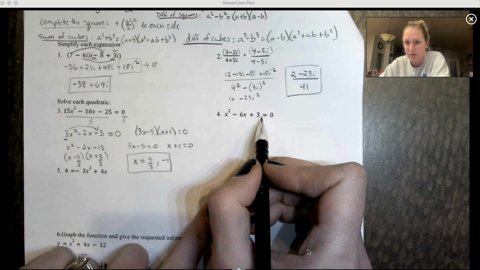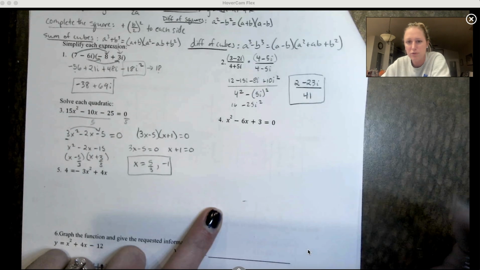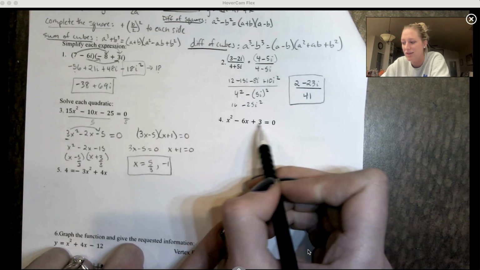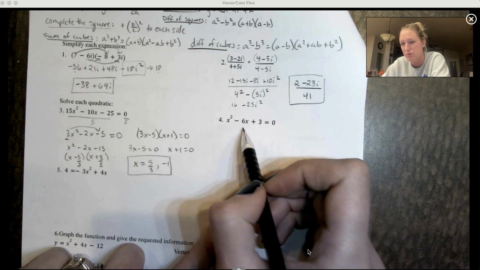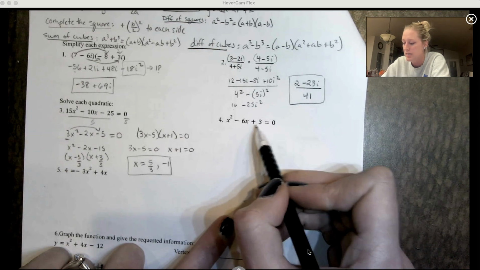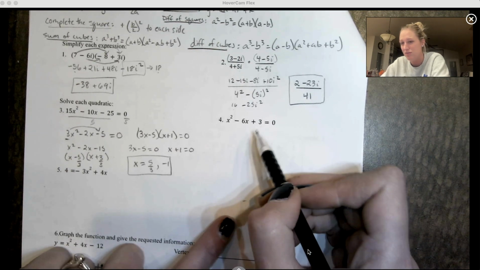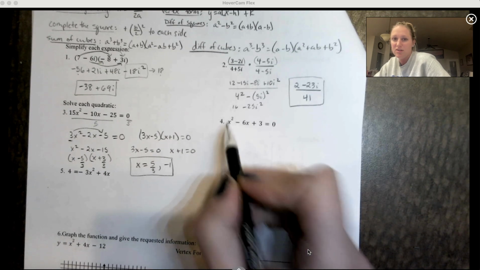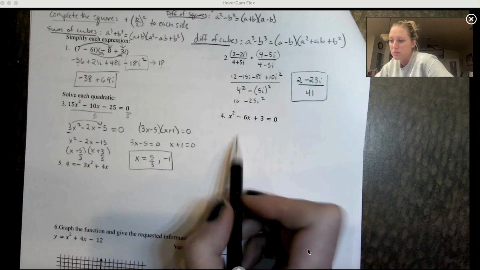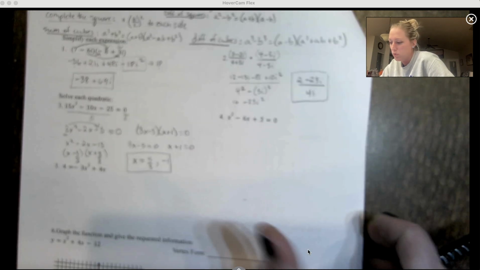Okay, this one, I'm going to use completing the square. The reason I'm suggesting that is I'm noticing it's not easy to factor. There aren't numbers that multiply to be 3 that add to be -6 that are nice whole numbers. And b is even. So I like doing completing the square when b is even and the leading coefficient is 1, because b over 2 then is just a nicer number to work with.